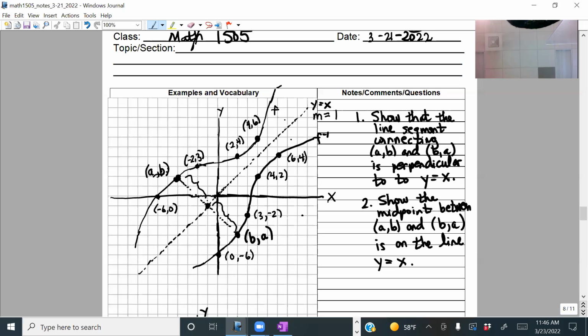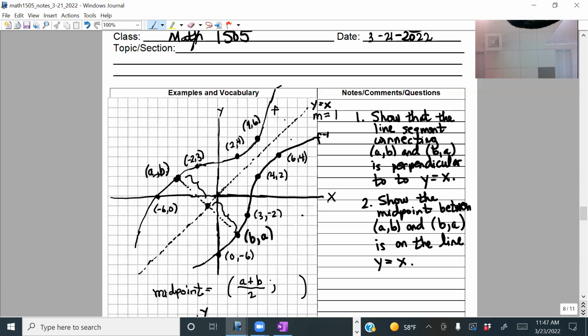Well, we can calculate the midpoint, because we know how to do that. So let's figure out what that midpoint is. Do you all remember how to do the midpoint? The average of the coordinates. So let's average the two x coordinates. This x coordinate is a and this x coordinate is b. So when you average that, what do you get? You get a plus b, divided by 2.